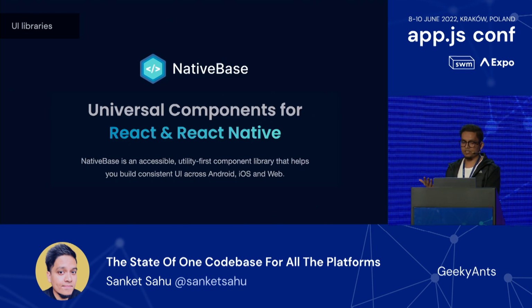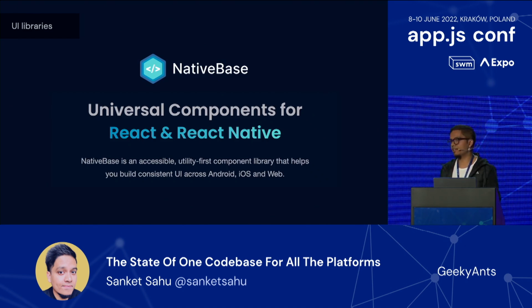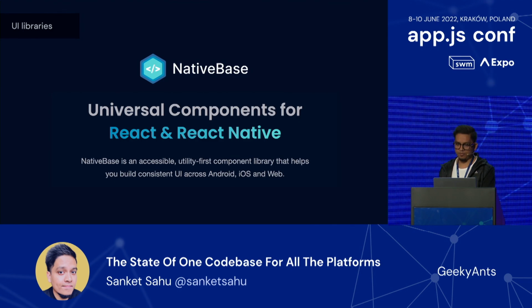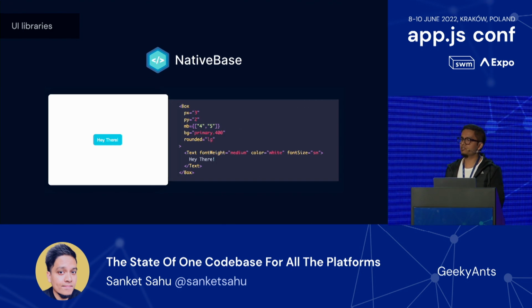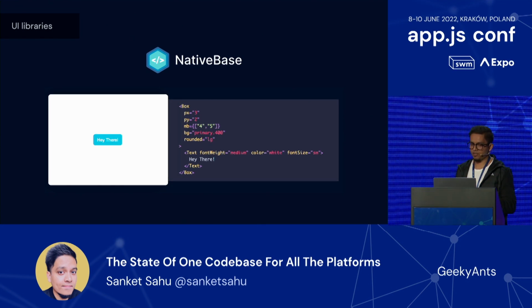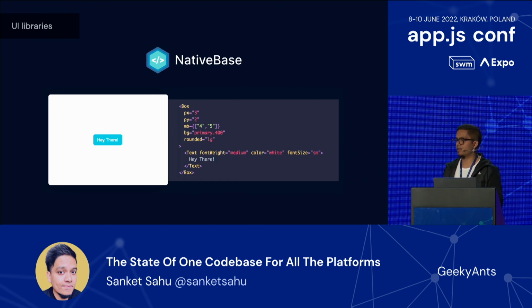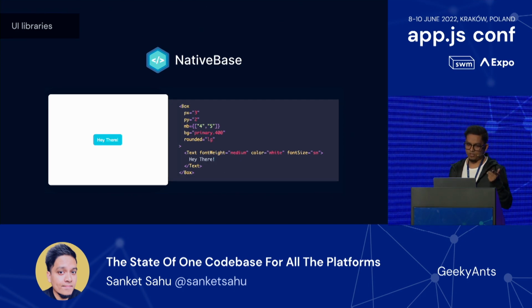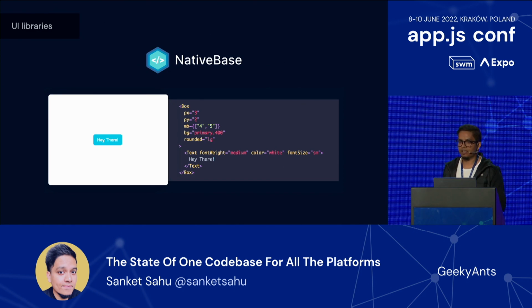This is a universal component library for React Native and web. And it's a utility-first component library. What that means is you can use a Tailwind-like API in the components. For example, we have a Box component here, and we have px as 3. That is like using the $3 token of the theme to have the padding, something very similar to what we do in Tailwind.